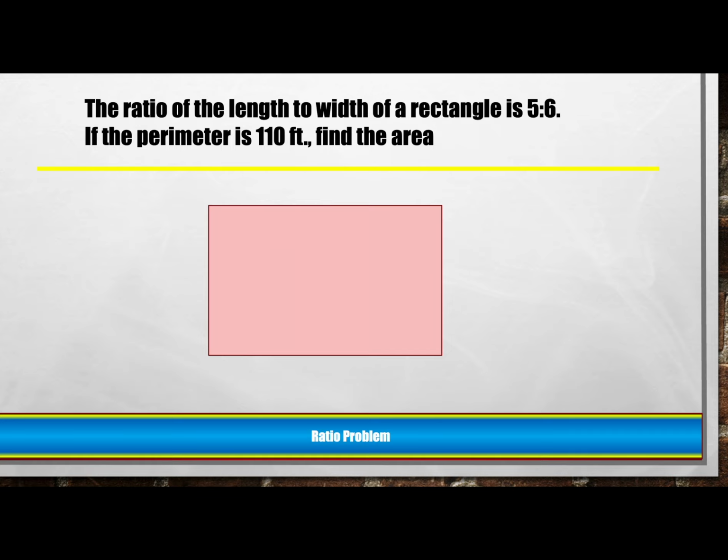All right, so this problem says the ratio of the length to the width of a rectangle is 5 to 6. If the perimeter is 110 feet, find the area. So the key word in this problem is ratio. The ratio is 5 to 6.